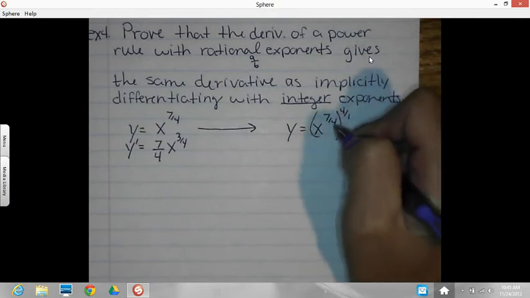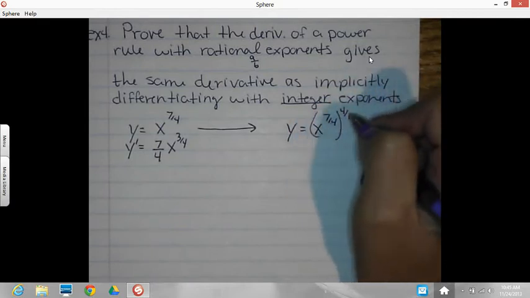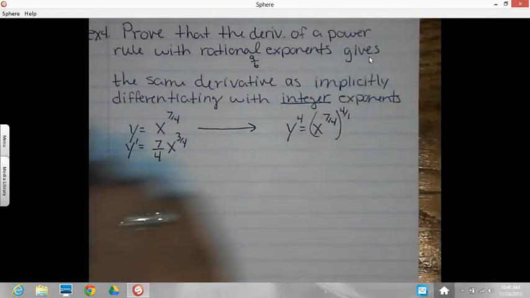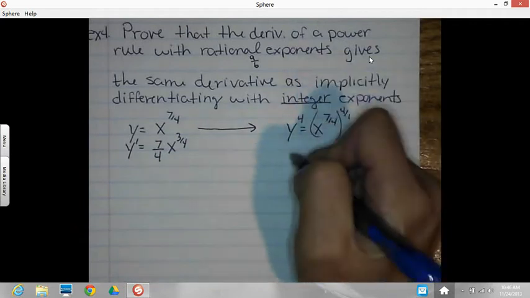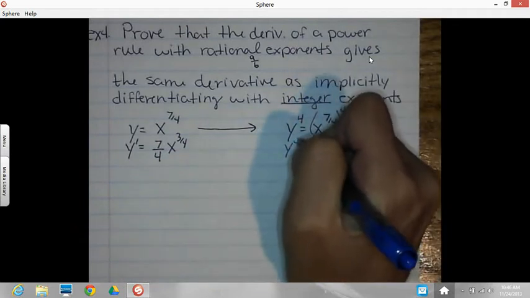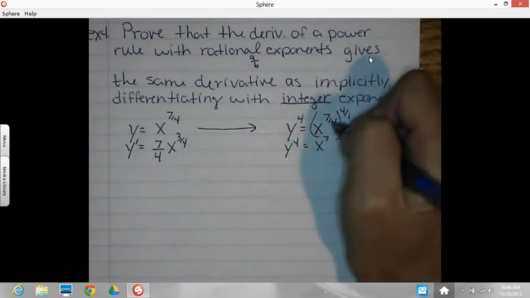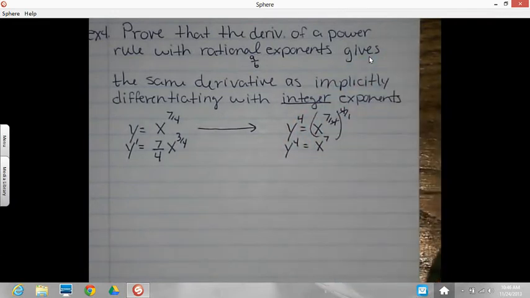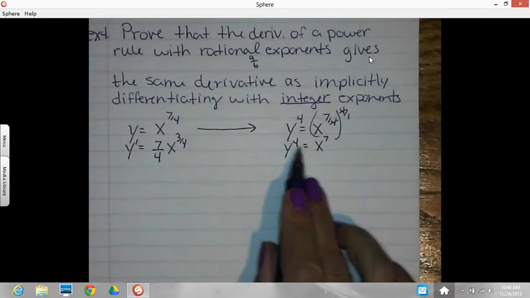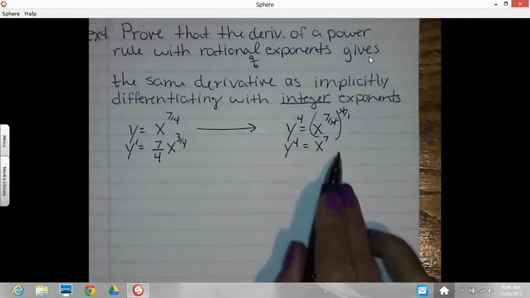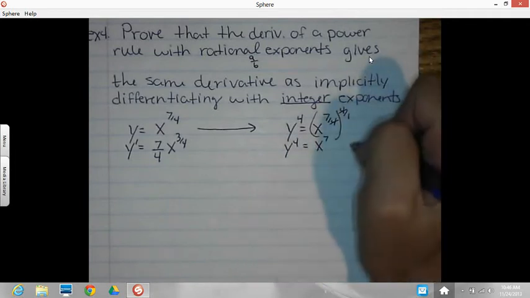So I'm really just going to raise both sides of this equation to the 4th power. So if I raise that to the 4th, I have to raise this side to the 4th. And simplifying that, I get y to the 4th equals x to the 7th. Because the 4's cancel, 7 times 1 is 7. Now I have integer exponents, but I don't have a y equals. I've got a y to the 4th equals. So this is an explicit relation, or excuse me, implicit relation.